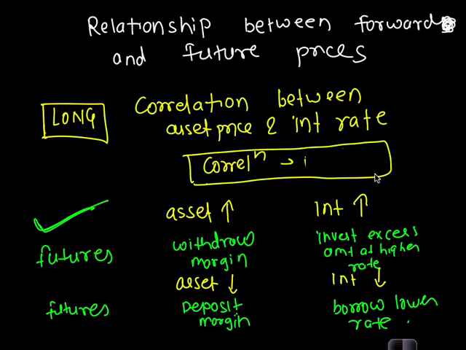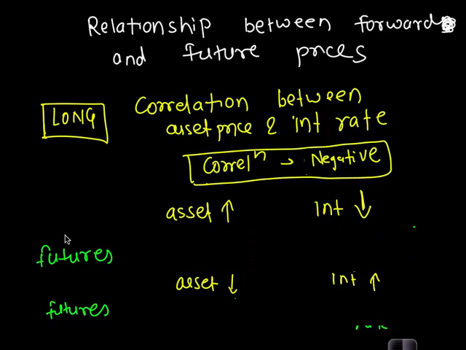When correlation is negative. So when correlation is negative, when the asset prices are up, interest rates are down, and when the asset prices are down, interest rates would be up. Do you agree with this? So now asset prices are going up. Can I say we can withdraw margin? Can we withdraw margin from here? But we will get to invest at a lower rate.